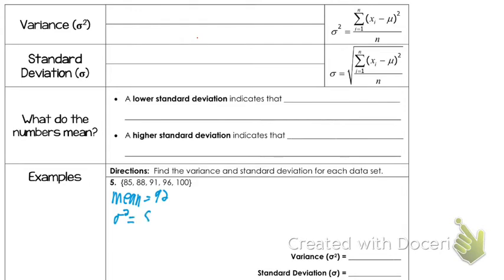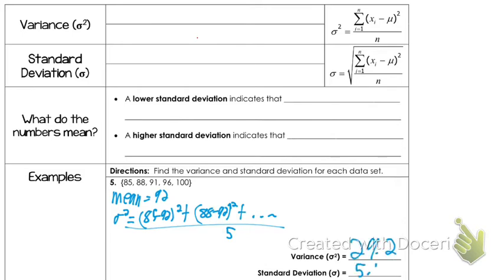And we said, okay, well it's 85 minus 92 being squared, plus 88 minus 92 being squared. And we had to keep doing that for everything, divided by 5, because there were 5 things. We ended up getting the variance to be 29.2, and the standard deviation to be 5.4. And we said standard deviation is our most useful way to measure dispersion, to measure how spread out things are. And that can be important for different things.